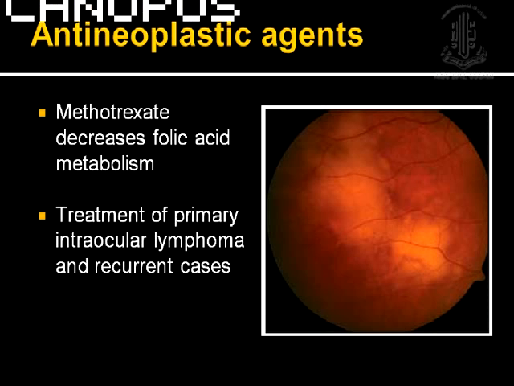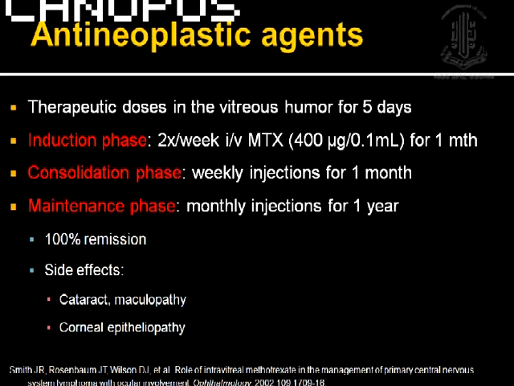The last set of drugs are anti-neoplastic agents. Methotrexate decreases the folic acid metabolism. It's used in the treatment of primary intraocular lymphoma and also in recurrent cases. Therapeutic doses in the vitreous remain for about 5 days.